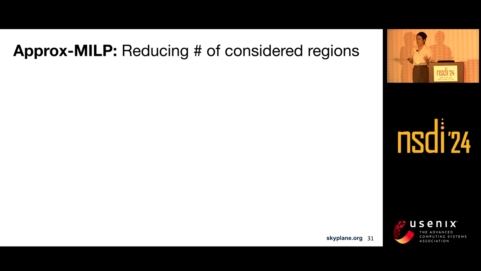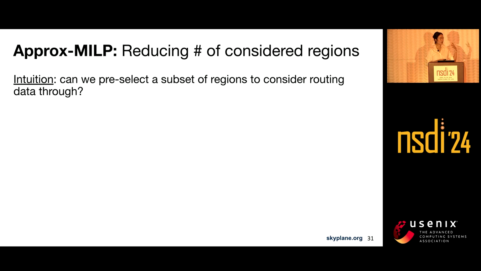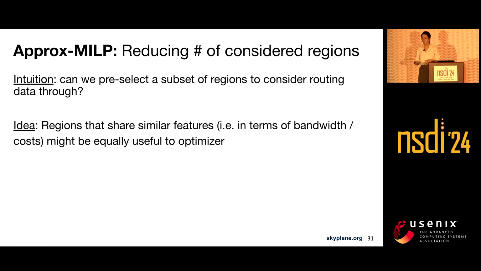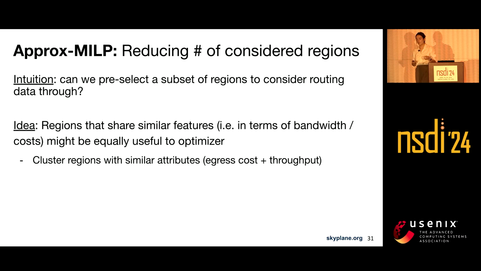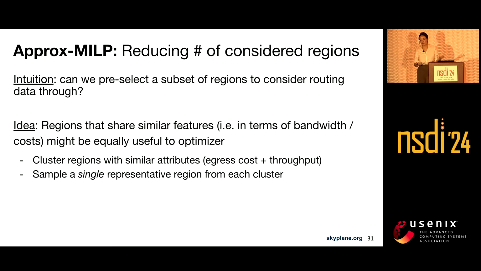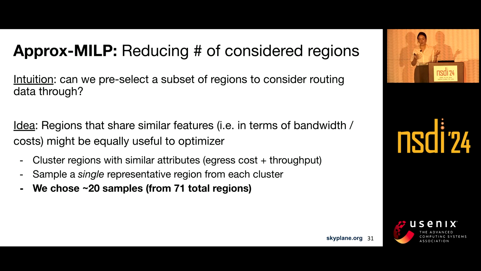So the first approximation that we did was basically trying to reduce the number of considered regions. The intuition is, can we pre-select the important regions to use as overlay regions for the transfer? The idea here is that regions often share very similar features in terms of their bandwidth and costs in relation to other regions, and so they're basically equally useful to the optimizer, and we don't need to consider every single one of them. So we clustered regions with similar attributes, and then sampled a single region within each cluster. For our experiments, we found that about 20 samples from 71 total regions was pretty good, and this helped reduce the runtime a lot.